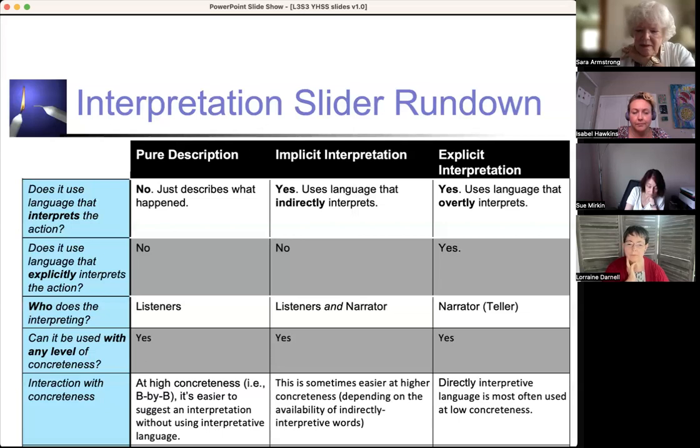Questions or comments while you've got the floor? Going?